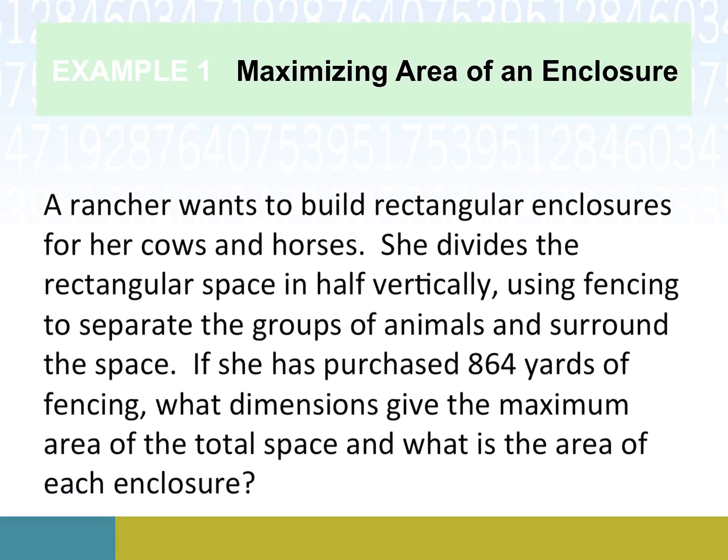This first video will do one classic sort of geometry example. So we're going to presume that we have a rancher. We want rectangular enclosures for the animals. So the animals are going to get divided into two spaces, so we'll have two enclosures. Just for the sake of picture drawing, we'll have this divided in half vertically, so I have a vertical line separating these two enclosures. And then we've got fencing that's got to go around and then in between the enclosures. We know that she's got 864 yards of fencing altogether, and the goal is, given those constraints, to figure out what dimensions give the maximum area. And then what is that area?